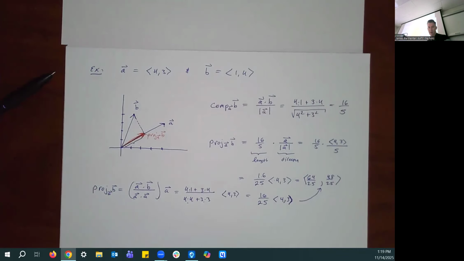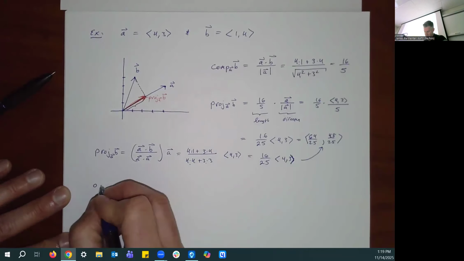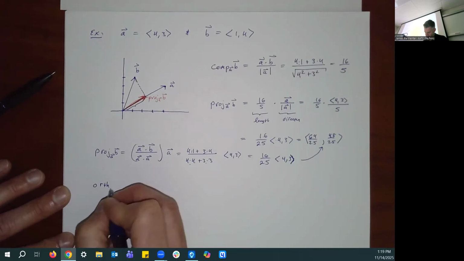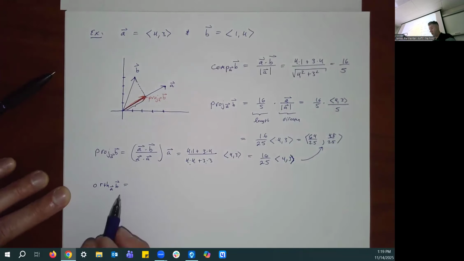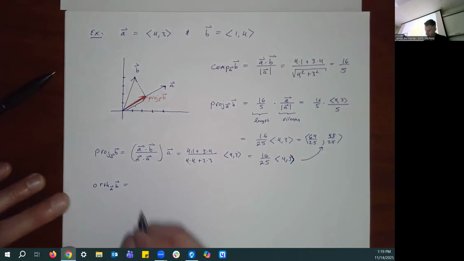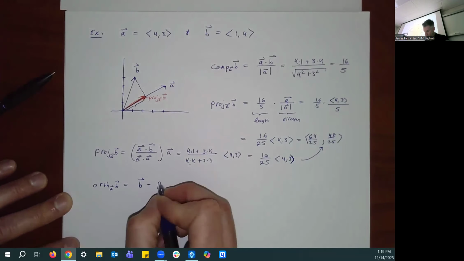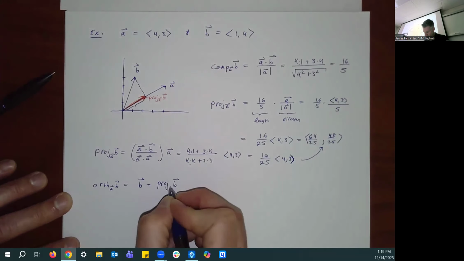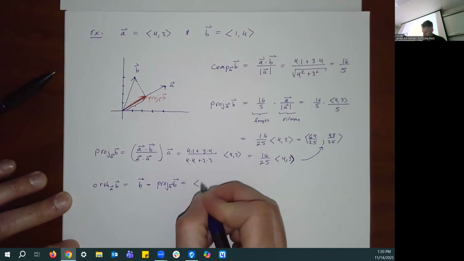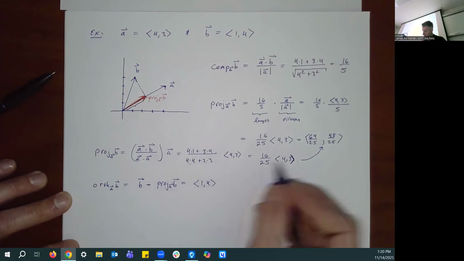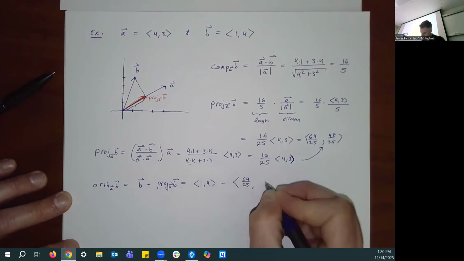Lastly, for this problem, let's find the orthogonal of B onto A, which always feels like a weird phrase, in my opinion. It seems like a weird thing to say, but okay. So this part should be the really easy part. The orthogonal of B onto A is just going to be the vector that you're projecting minus the projection. So in this case, our vector B was the vector 1, 4. Our vector that's the projection is 64 over 25, comma 48 over 25.